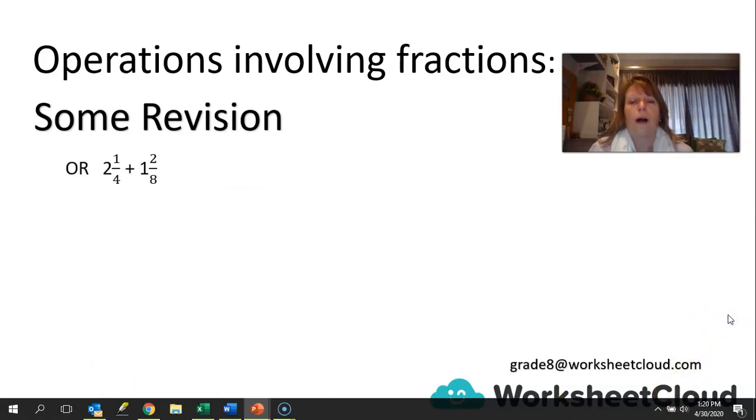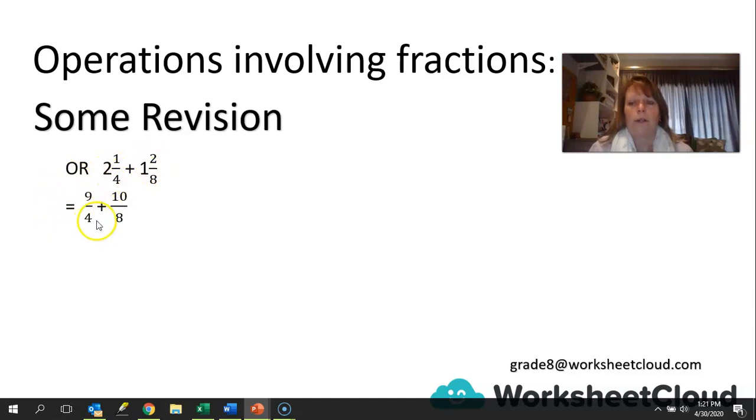Right, or I could do it this way, where I make both fractions into improper fractions. Okay, that would give me 9 over 4. How did I get that? Because I said 4 times 2 is 8, plus 1 is 9. Same here, 8 times 1 is 8, plus 2 is 10. Okay, so that's how you would make an improper fraction from a mixed number. You take your denominator, multiply it by the whole number, add your numerator.